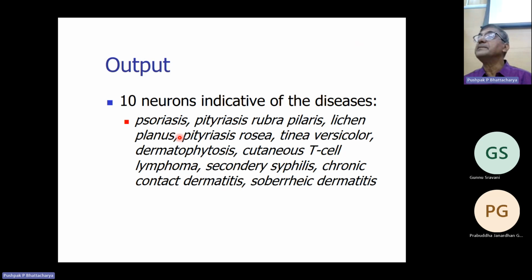The names are quite scary and interesting. Maybe psoriasis, pityriasis rubra pilaris, lichen planus. I don't know what they are. Some of them I cannot pronounce also. Pityriasis rosea, tinea versicolor, dermatophytosis, cutaneous T-cell lymphoma, secondary syphilis, chronic contact dermatitis, psoriatic dermatitis. These are all Latin names, I suppose. And these also were told to us by doctors. Otherwise, we would not have known what the diseases are.